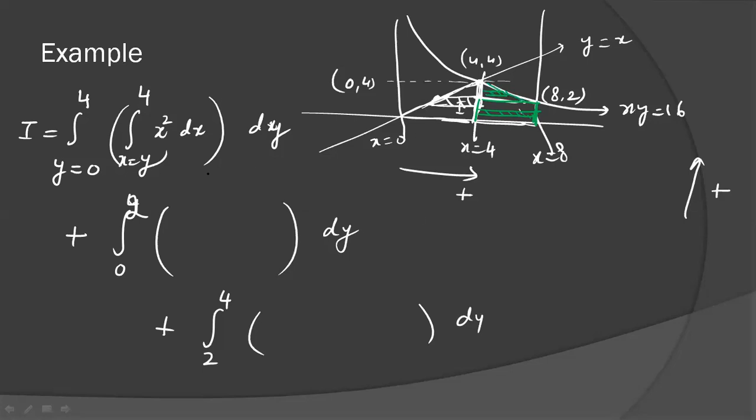So from 0 to 2, the strip is the same and the lower limit of x was 4. And you can see that this is a rectangular region. That's why both limits here will be constant. And the upper limit of x is 8 x square dx. And in the third case, the limit of x is here 0, and the other limit of x from this curve you will get, that is 16 by y x square dx.